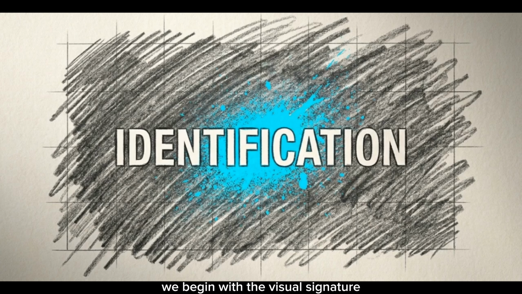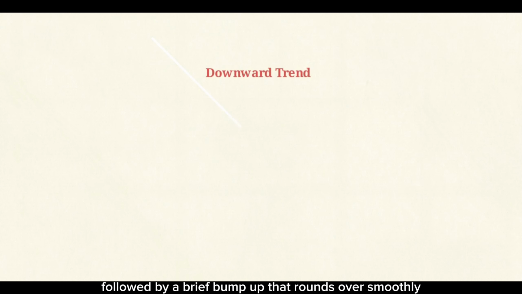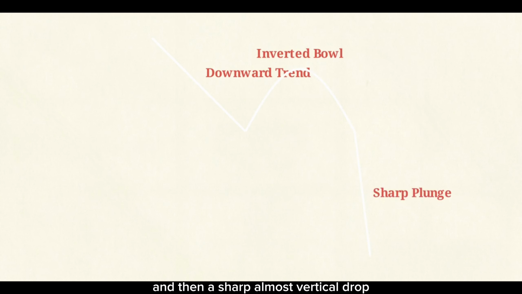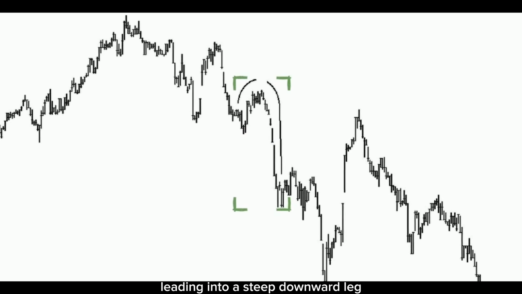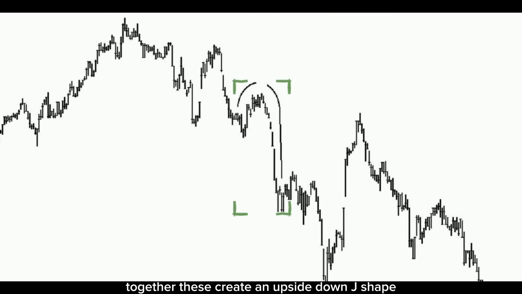We begin with the visual signature. A valid descending and inverted scallop requires a specific sequence: a preceding downward price trend, followed by a brief bump up that rounds over smoothly, and then a sharp, almost vertical drop. Look at this chart. The pattern forms an inverted bowl at the top, leading into a steep downward leg. Together, these create an upside-down J shape. The height of that rounded bowl should measure roughly half, about 55%, of the massive drop that follows.